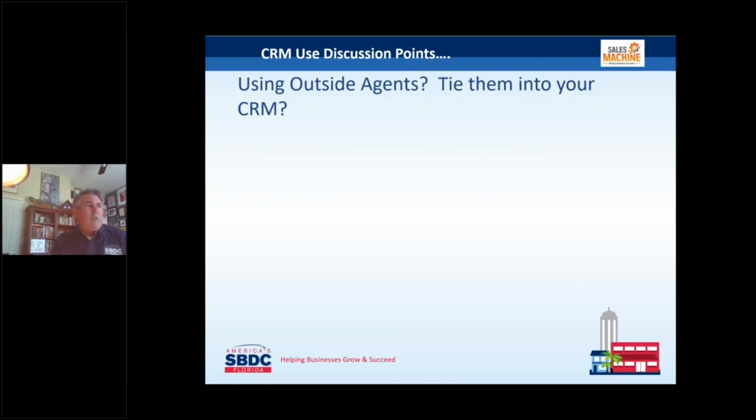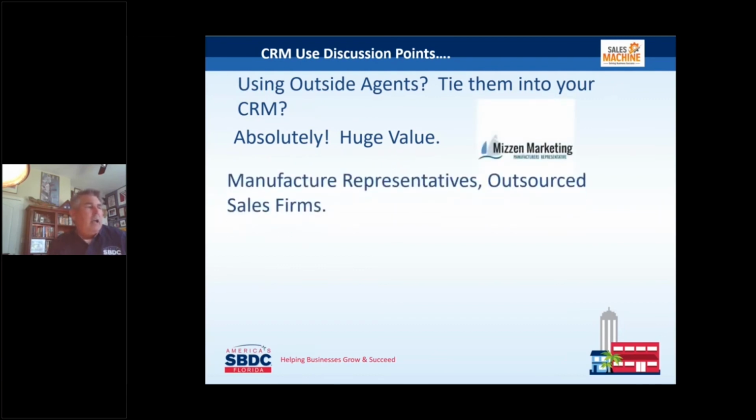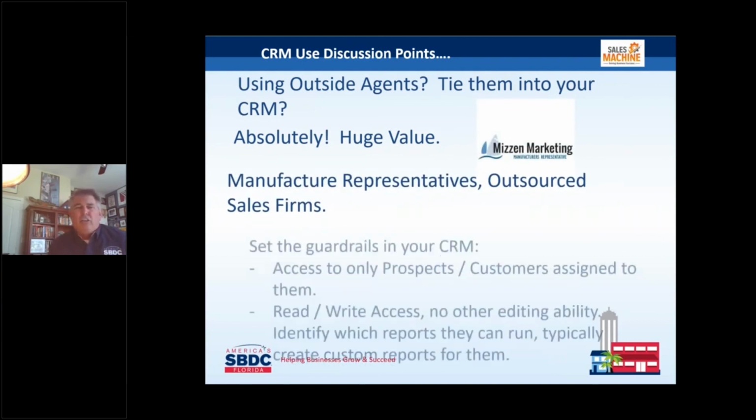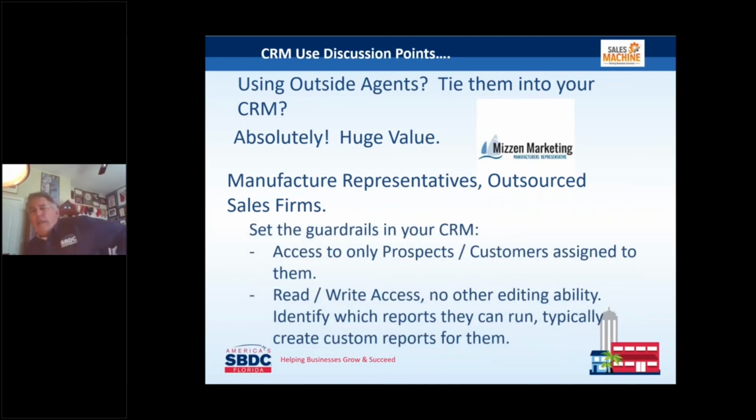Okay, one more quick thing. Outside agents, do you deal with them? Do you tie them in? Absolutely. Huge value. So if you're using manufacturers reps or an outsourced sales firm, you absolutely plug them in. The quick answer to why is you don't treat them as adversaries, you treat them as partners. This is data that's available to them because they're working for you, as outside agents or marketing firms. What you do is you set up the guardrails.